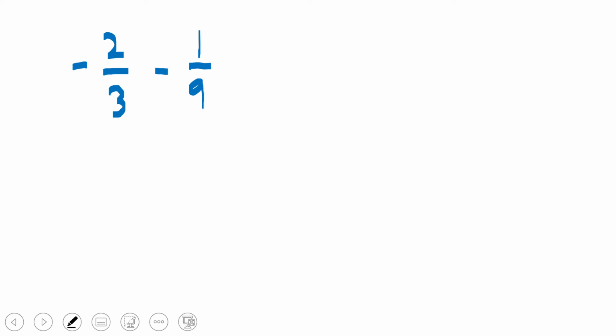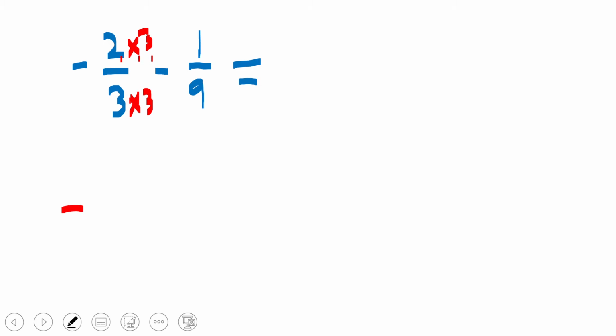Okay, let's look at some negative fractions. Negative 2/3 minus 1/9. We have a couple of things going on here. We need to make like denominators. Well, we can keep the 1/9, but to make 3 a 9, we need to multiply by 3 on the denominator and the numerator. Negative transfers down.